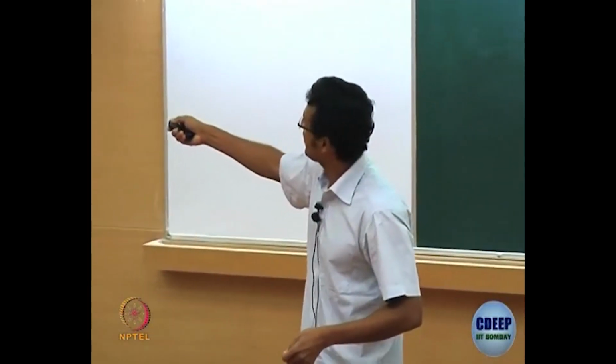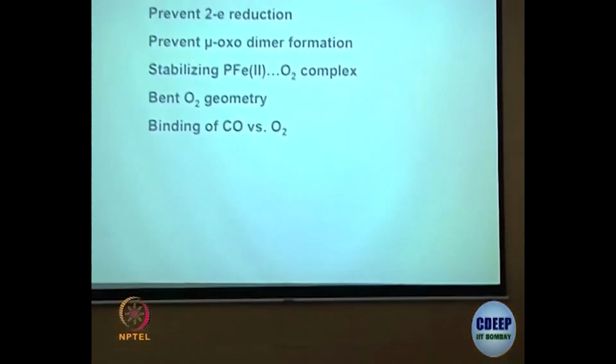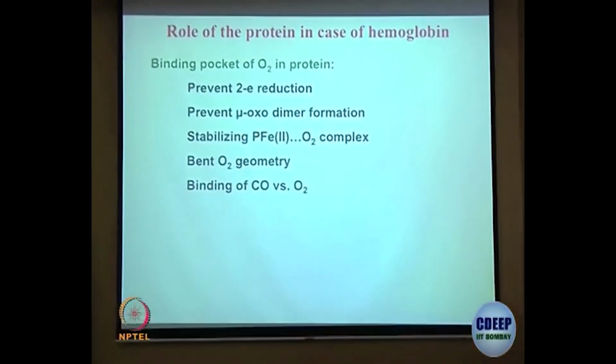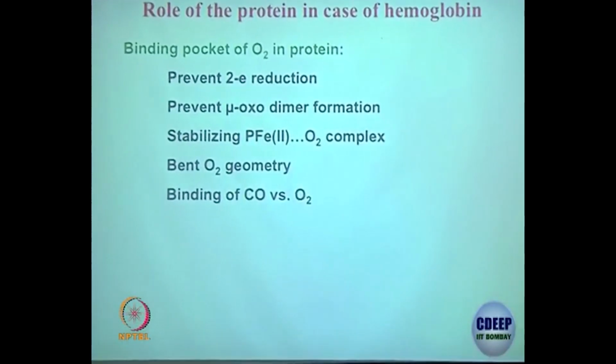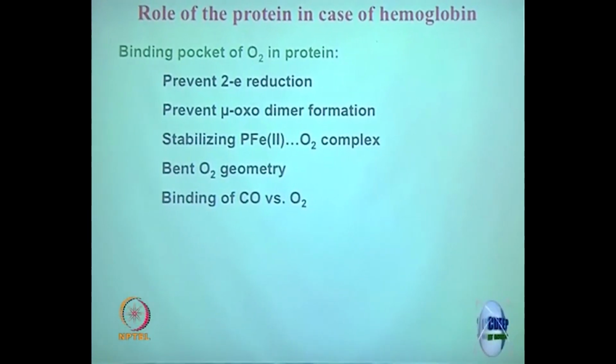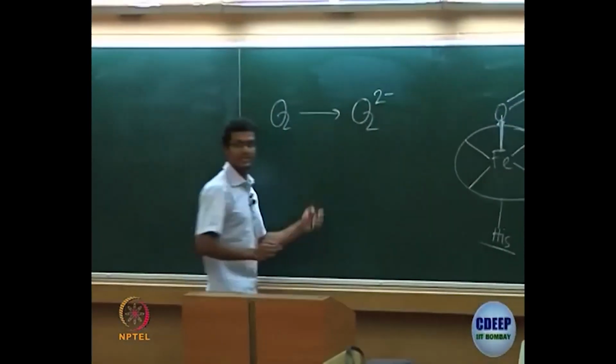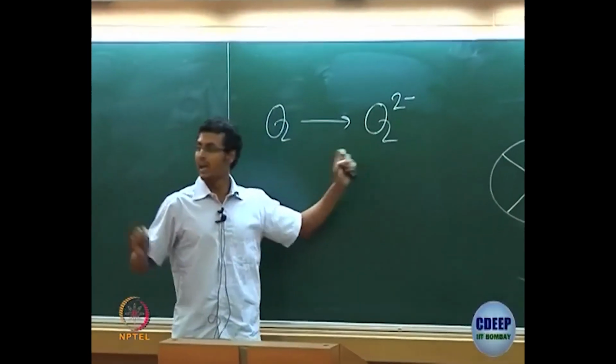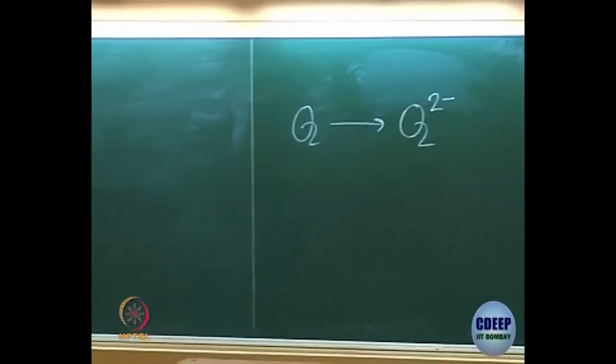Overall, it is a bent oxygen geometry and it prevents the reduction of oxygen to peroxide. This is peroxide reduction. That is what happens in our body.